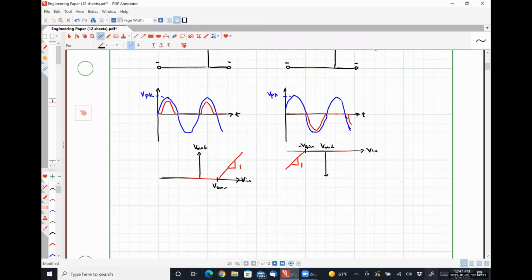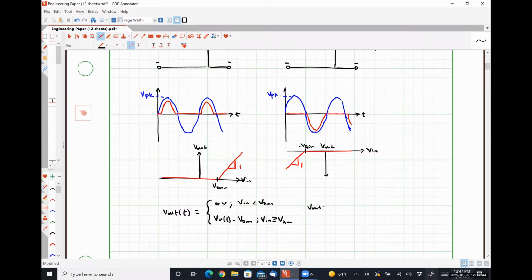And mathematically, we could write V out as a piecewise function: 0 volts for V_in less than V_D on, and it is V_in minus V_D on for V_in greater than or equal to V_D on.